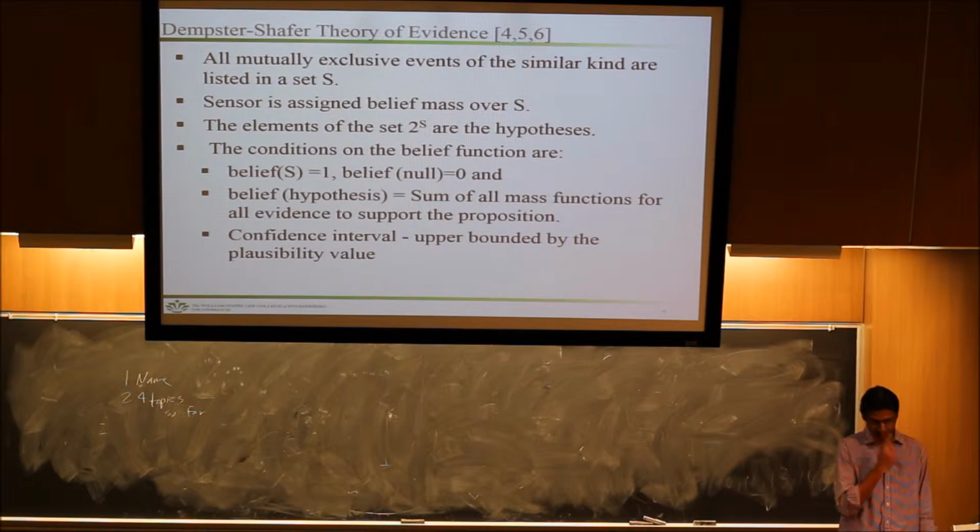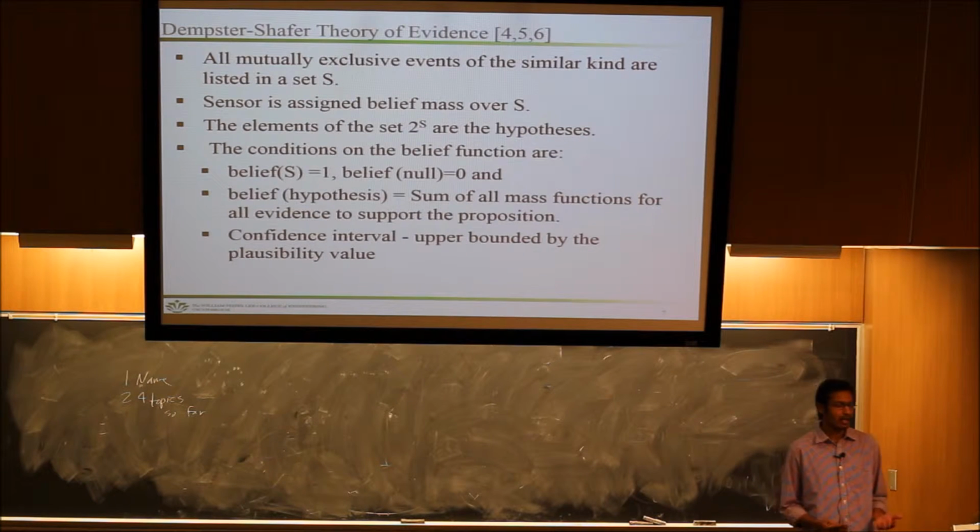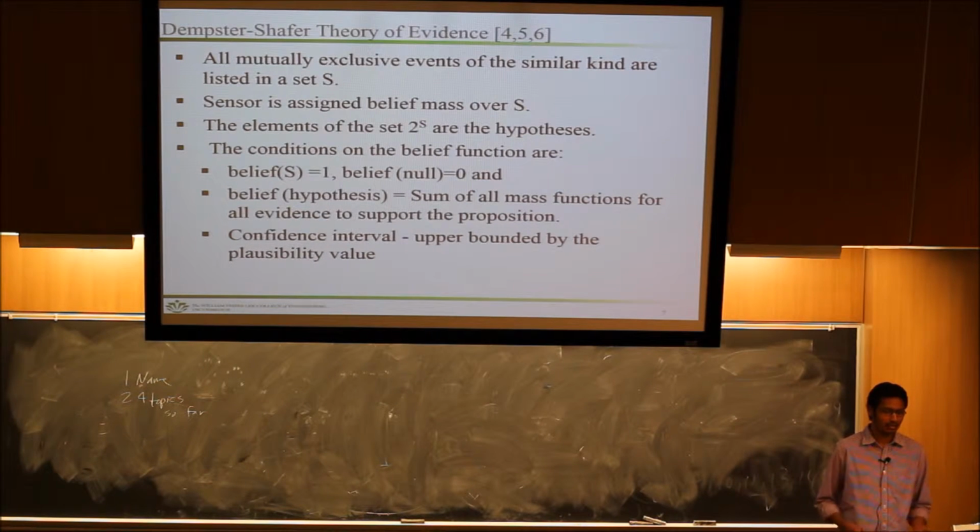The Dempster-Shafer theory of evidence is an inference-based method, wherein you have a hypothesis set, say S, and you have 2 to the power of S different combinations of that, and there are certain restrictions as described by the theory itself: the belief of the entire set has to be 1, and to support any hypothesis you should combine all the mass functions which support that particular hypothesis. And the confidence interval basically represents the lower and the upper bound of your probability of that particular hypothesis.